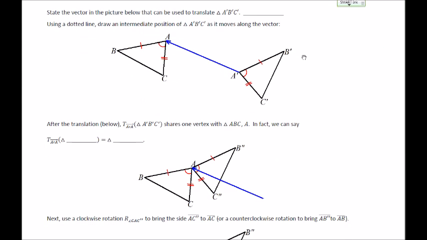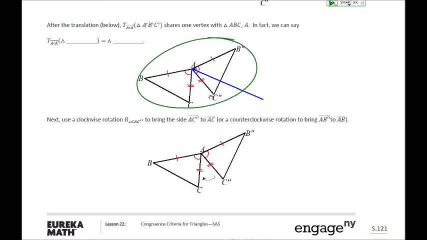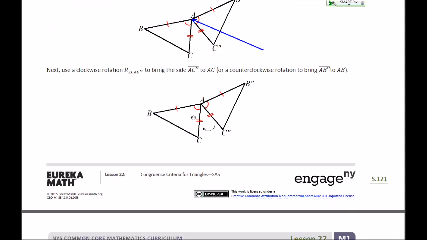Okay, we start off by using a translation. So we translate using this distance and direction, that vector, so that A prime maps on, is translated to A. Okay, and a translation is a rigid motion. And we get a picture like this. All right, because A prime mapped onto A using a translation. All right, and then what we do is we do a rotation. We rotate C double prime to C using a rotation, which is a rigid motion.